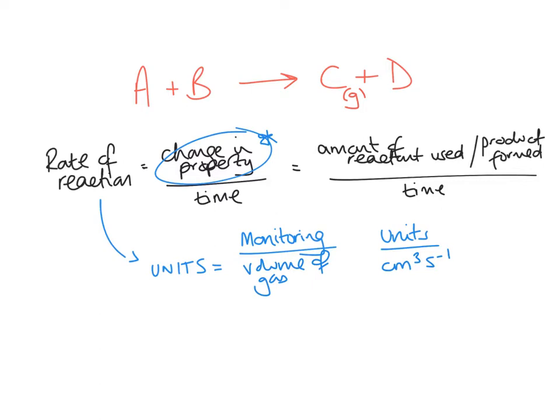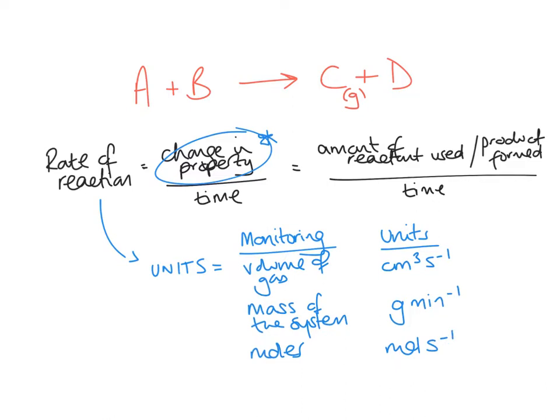Another thing we could be monitoring is the mass of the whole system, the system being all the reactants and products in one piece of equipment, say a beaker, and so our units would be grams per whatever time it is. So if it was minutes, it'd be g min⁻¹. Finally, if you could monitor and calculate the moles of something, then it would be moles per time unit that you're looking at.